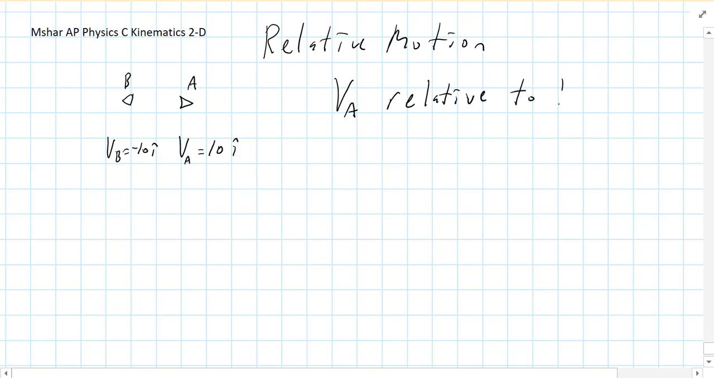Relative to B. So if you were in B's world, what is the velocity of A with respect to B? Another way to write that is what's the velocity of A with respect to B?